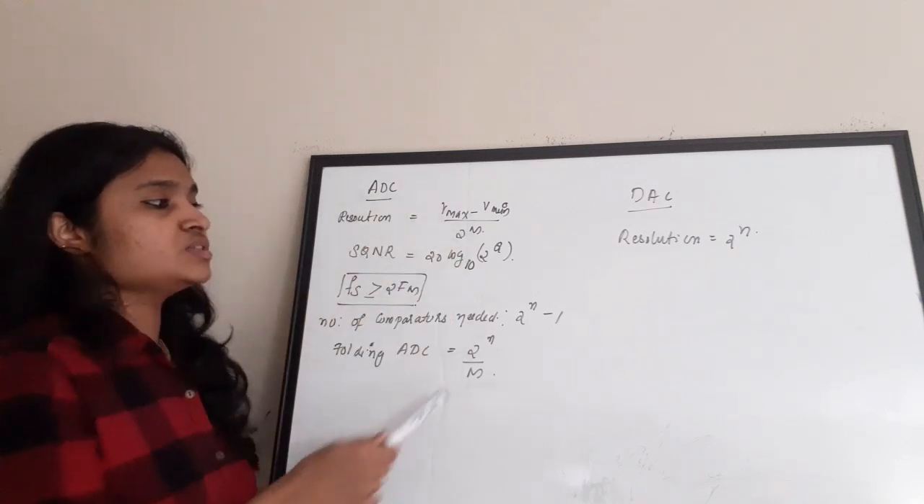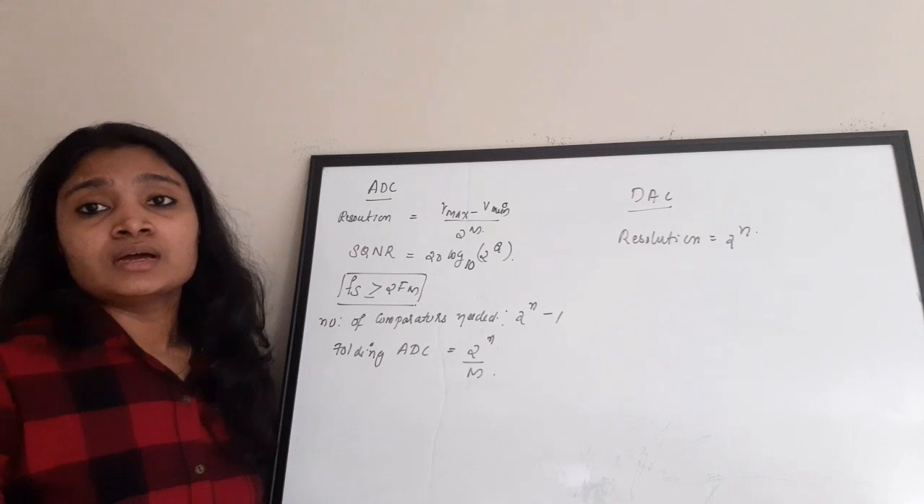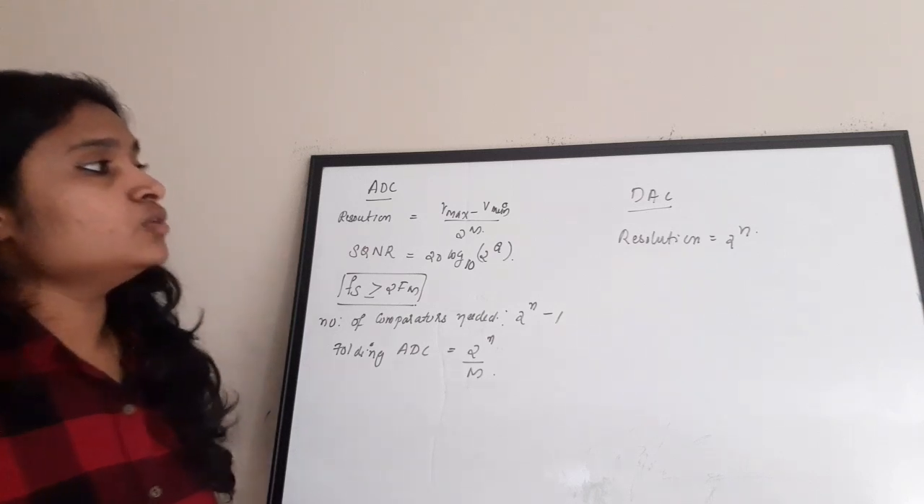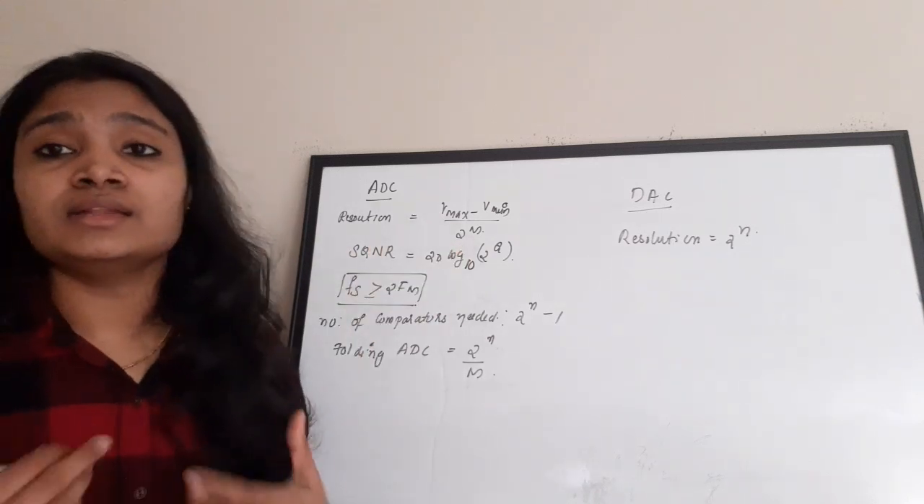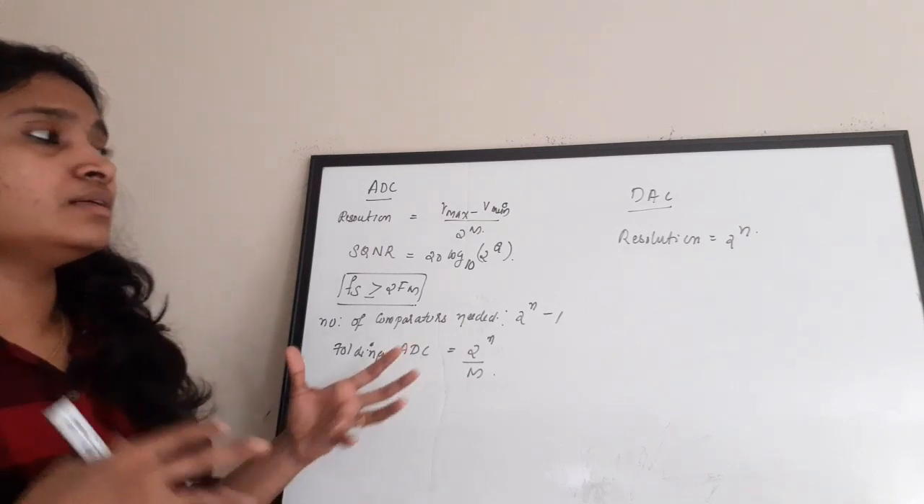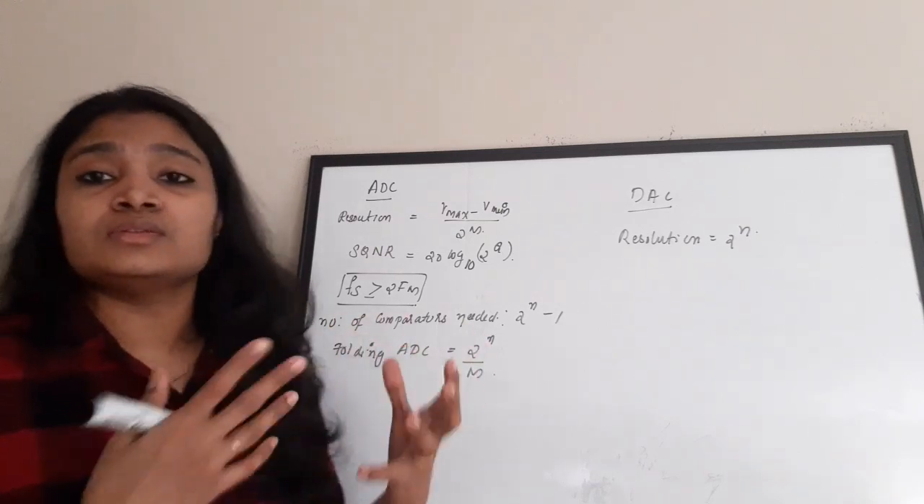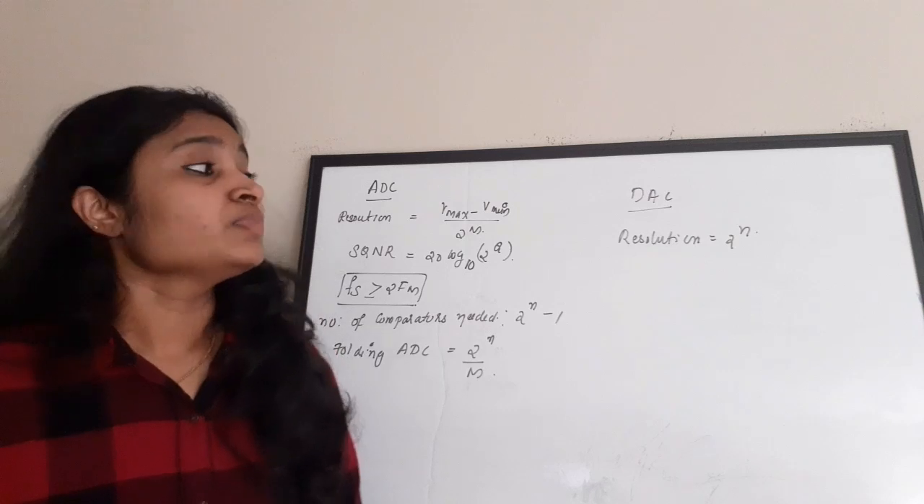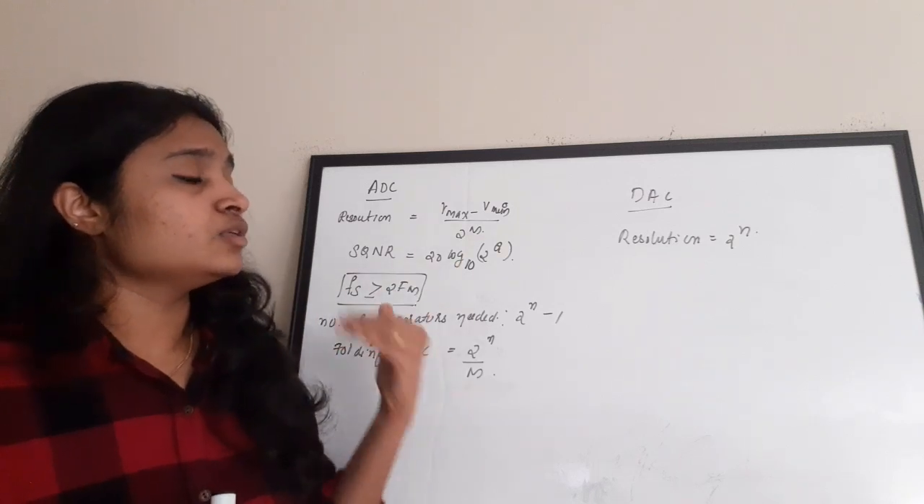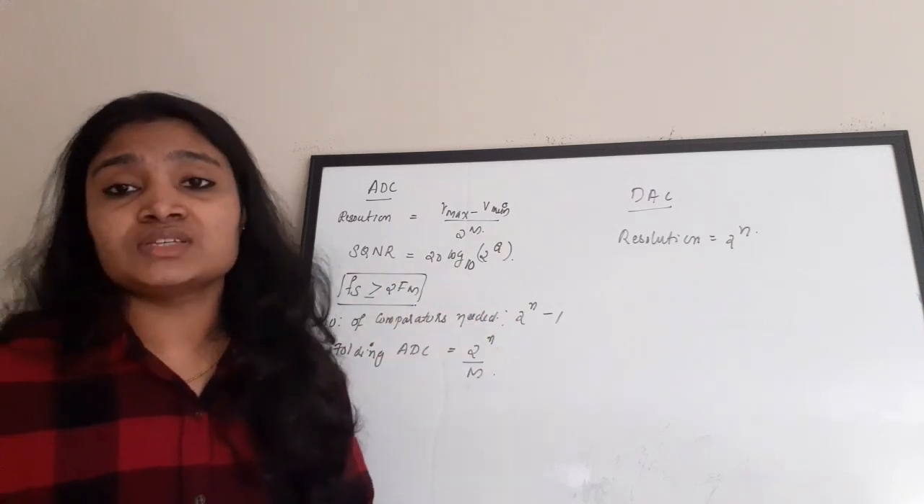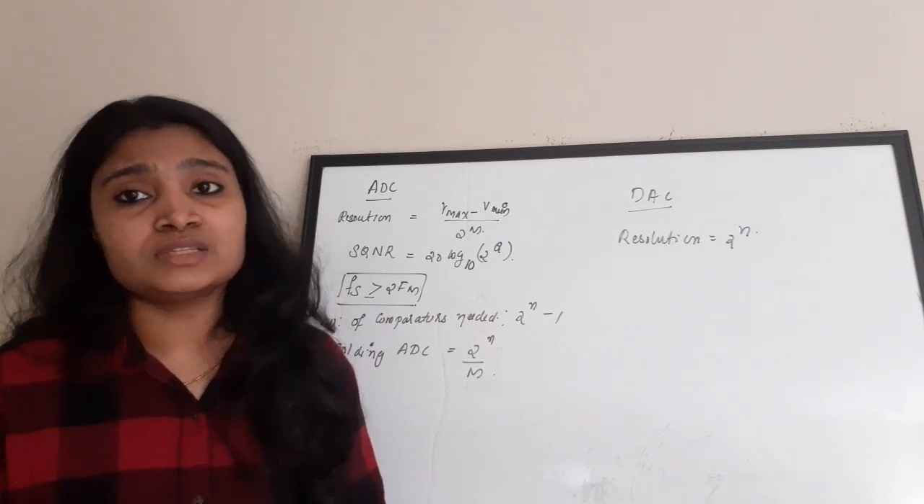So these are the most important equations regarding the ADC. Okay, now if you are looking for DAC, then generally the accuracy problems of DAC area are coming. So for a DAC, the resolution is 2 raised to n, where n is the number of bits of a DAC.